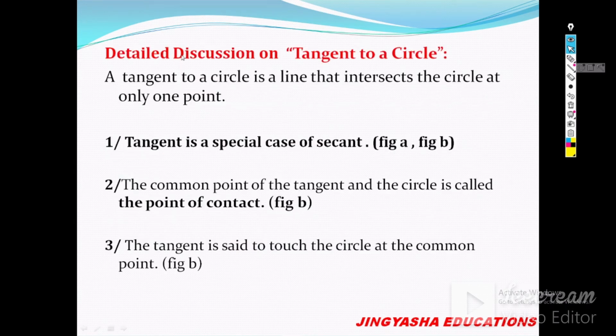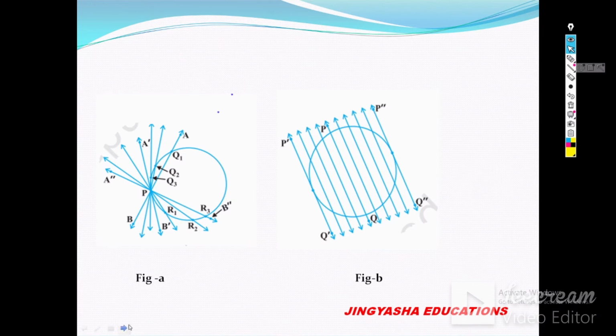Now we will discuss some properties of tangent, and we will see what they are. A tangent to a circle is a line that intersects the circle at only one point. So we can say that tangent is a special case of secant. So how can we say that? Let's see. In figure 1 you can see AB.